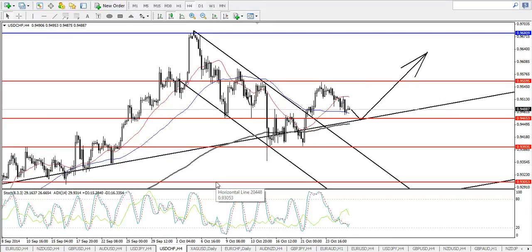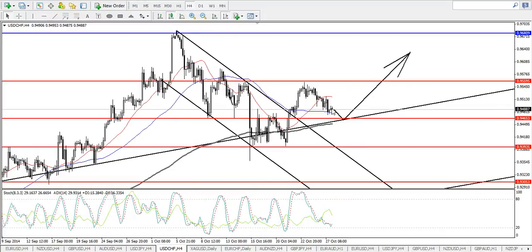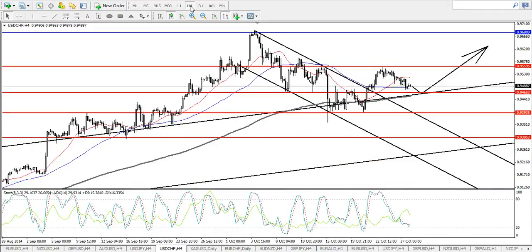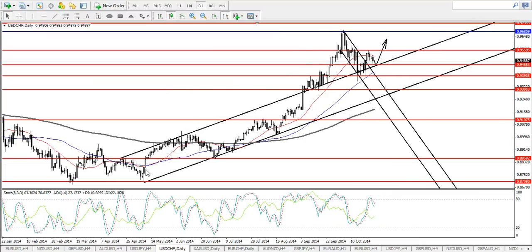And last but not least, this is the dollar franc. Just like euro against the US dollar, we are seeing that dollar franc is coming down, and it's about to touch the previous rising trend channel. It will be more clear in the daily charts.